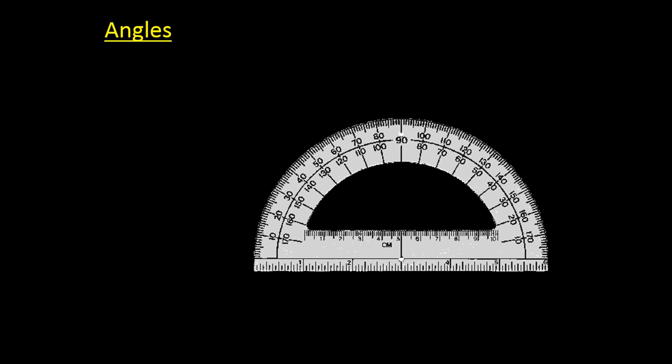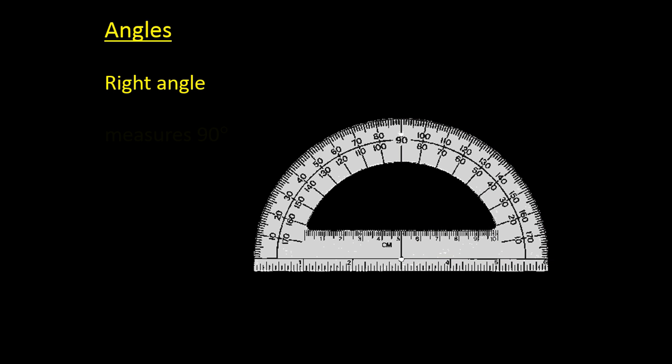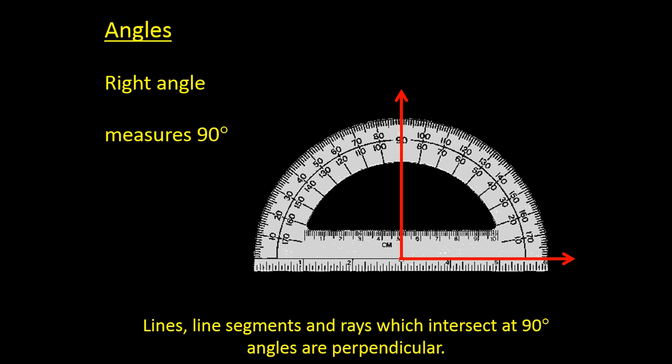Angles are formed by the intersection of two rays, and quite often we measure angles with a protractor. So we might measure an angle and consider it to be an acute angle. That would be an angle that has a measure that is between 0 and 90 degrees. A right angle has a measure of exactly 90 degrees. And lines and line segments and rays which intersect at 90 degrees we can call perpendicular.